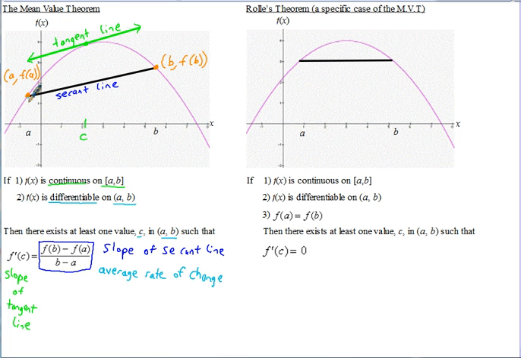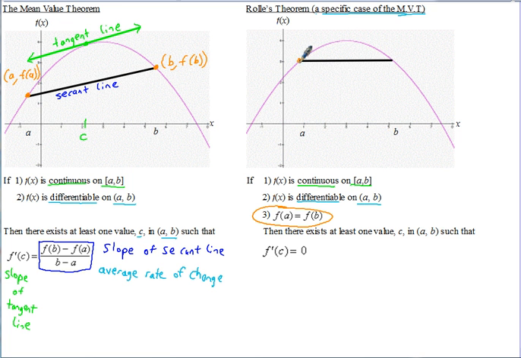Then Rolle's theorem is just a specific case of the mean value theorem. So it still has the first 2 conditions. It's still continuous on the closed interval from a to b, and differentiable on the open interval from a to b. But it has a third condition, which makes it a little bit more specific. And that's that f of a equals f of b. So let's see if that's true.